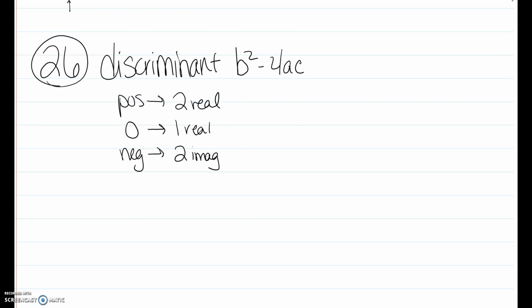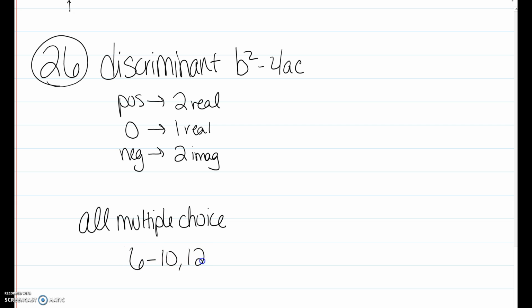So you should have circled all of the multiple choice. And in the short answer section, the problems most similar to the test are 6 through 10, 12 through 13, and 17.